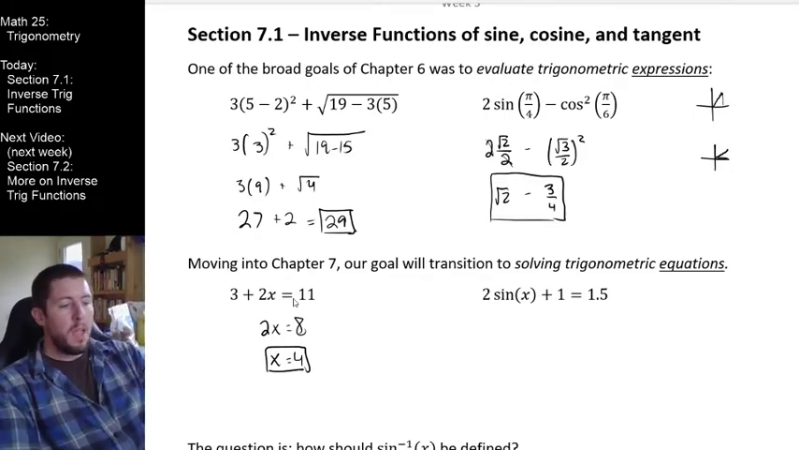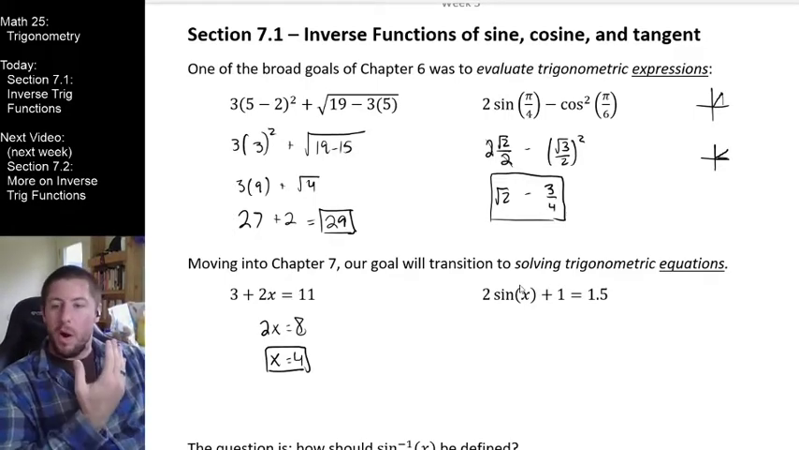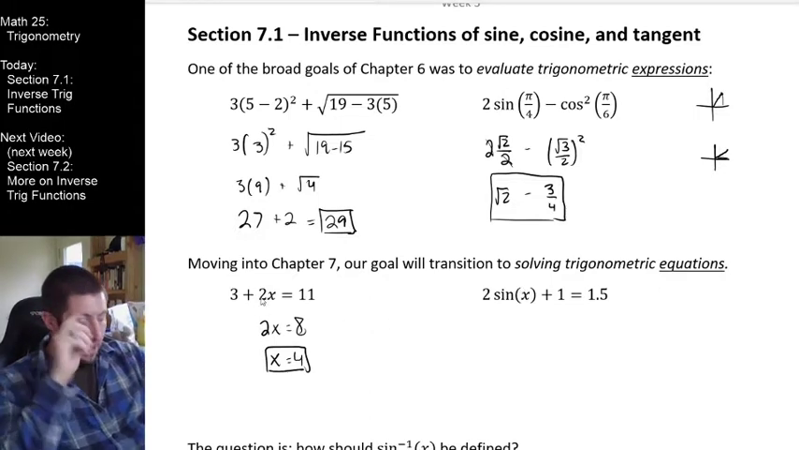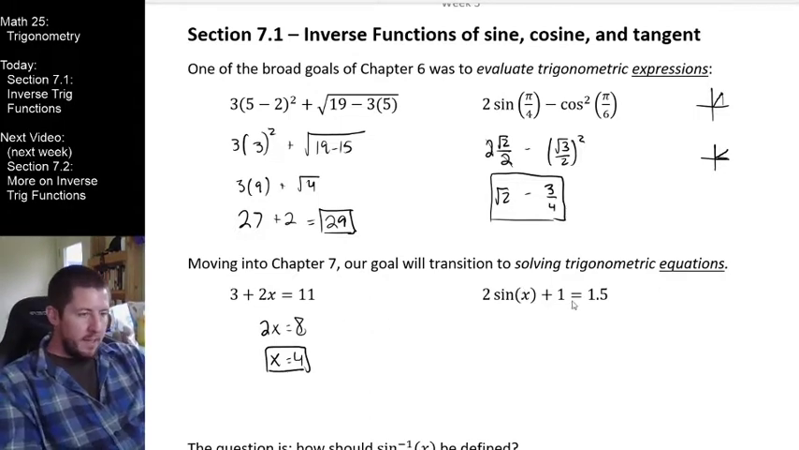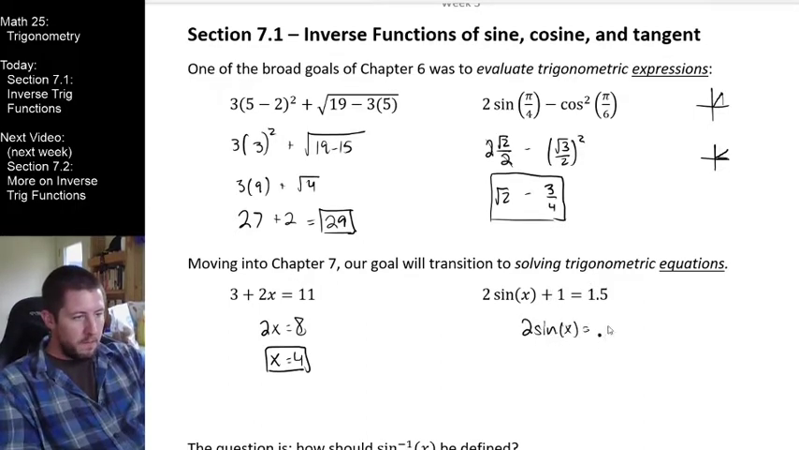And similarly here, our goal is going to be able to say we want to be able to solve for x, just like we solved for x over here. So I can kind of get started on this guy right here. I can subtract 1 from both sides. And I can divide both sides by 2.